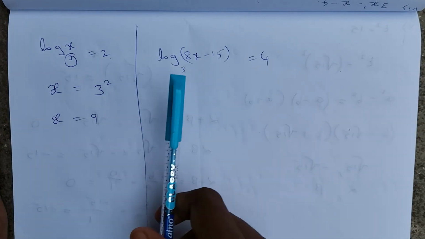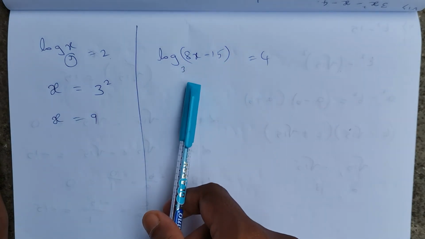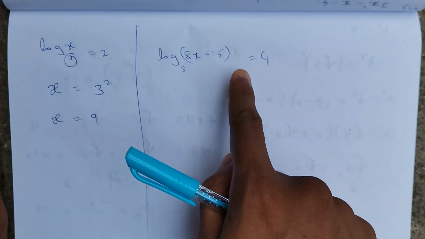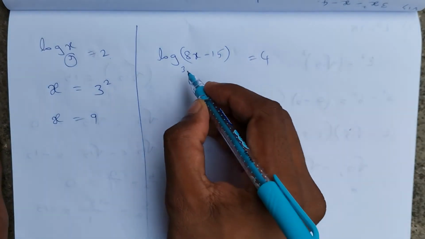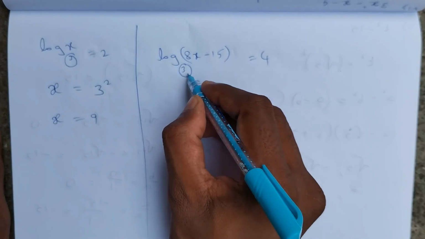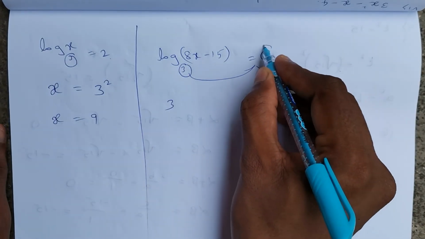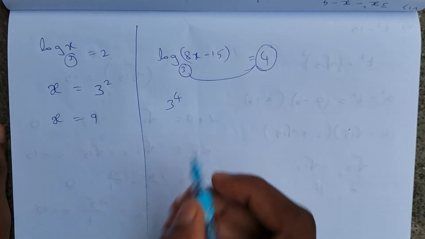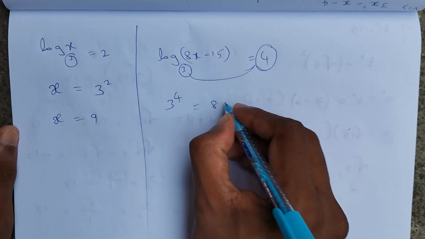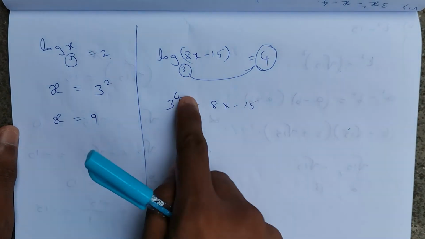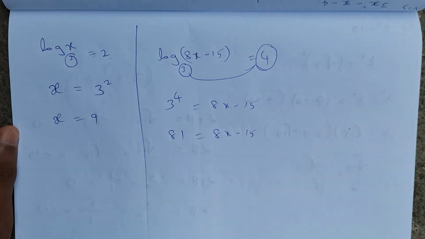Let us check one more question. What is the x value if log (8x minus 15) base 3 is equal to 4? Again, it is in the logarithmic form. First, we need to convert this to exponential form. Here it is the base, as it is, it will go as the base only, 3. Here it is the answer, so it will come as the power, which is equal to the logarithm number, 8x minus 15. 3 power 4, 81, is equal to 8x minus 15.